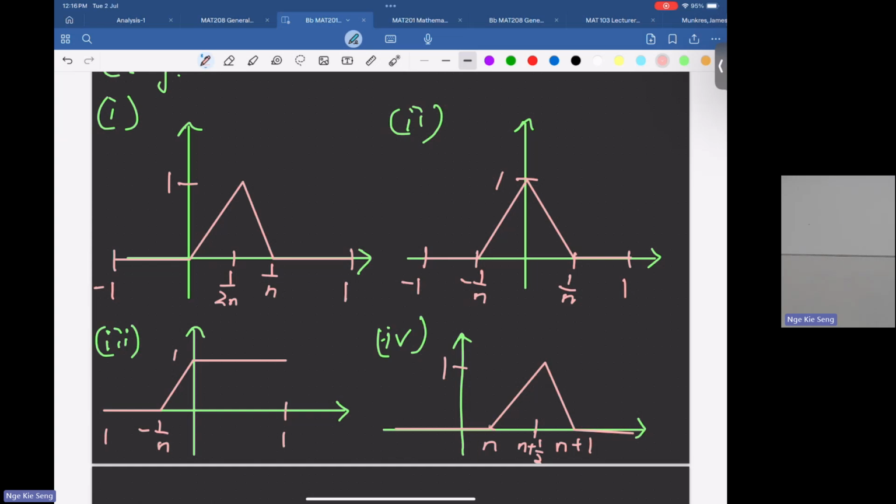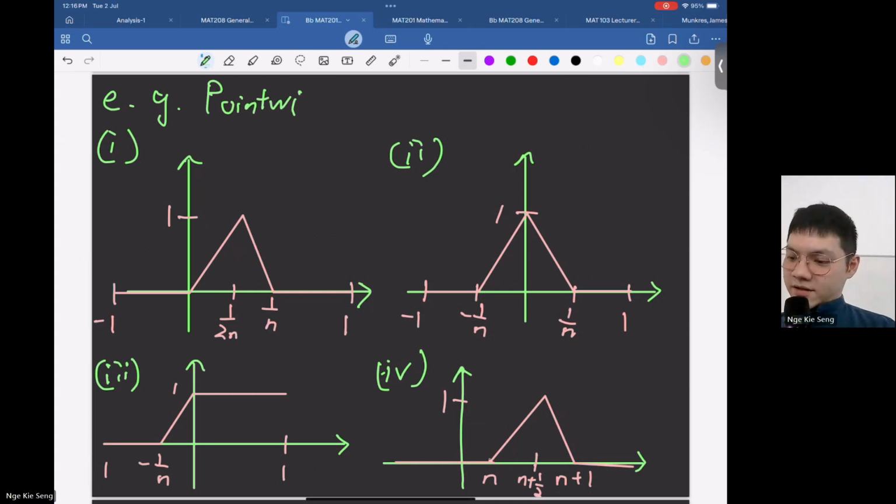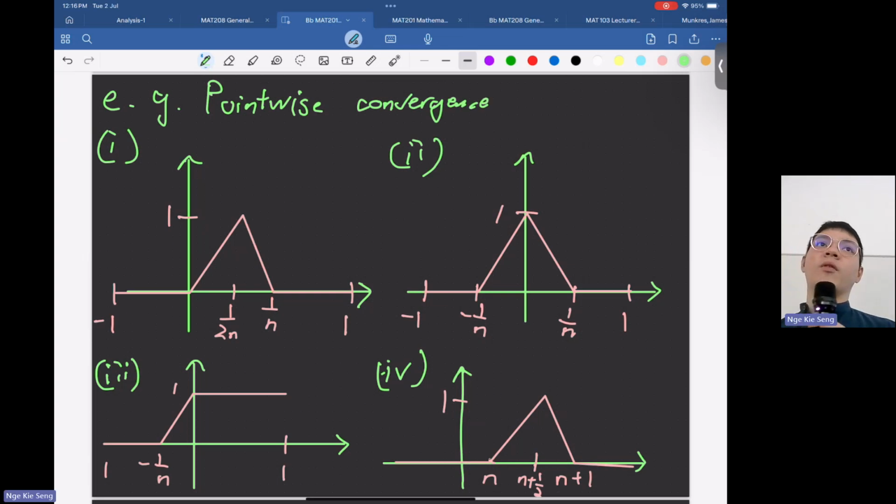All four, yes, all four. This one is pointwise. Which point do you need to discuss? Discuss all the points in your domain. Okay, so what's the domain for 1? -1 to 1, because my function has all the red line.